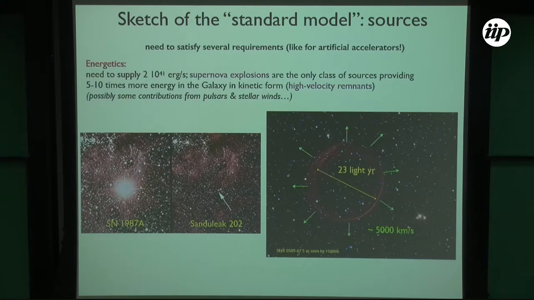If you have enough of this energy, order 10% channeled in the kinetic energy of these remnants that you see in nice pictures in magazines sometimes, well, that's roughly enough to provide the right budget for explaining the cosmic ray density, okay? There might be other contributions from pulsars, from stellar winds, but typically these are sub-leading with respect to the bulk of hadronic cosmic ray energy. And here you see also some typical scale size for these remnants, 10 parsec radius or so, and some thousands or tens of thousands of kilometers per second.